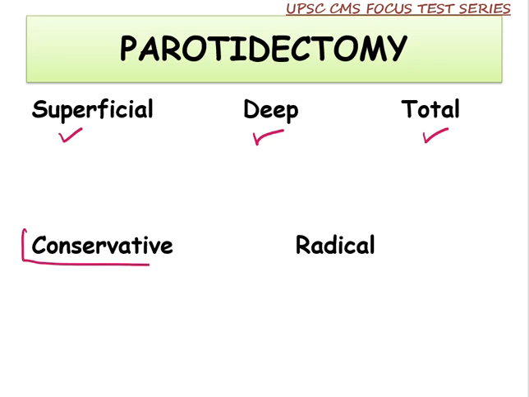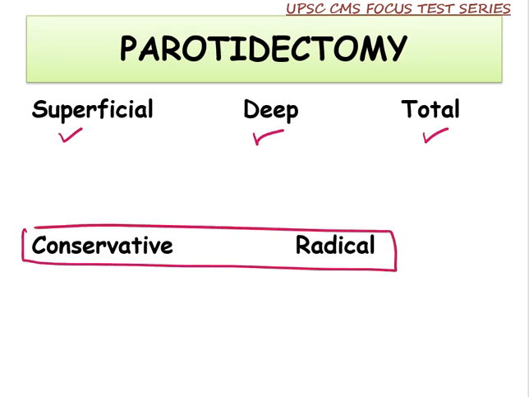What are they? Conservative and radical. So what is this conservative and radical? Generally, conservative parotidectomy is for benign tumors where the facial nerve is usually spared. So what happens when you're doing a conservative parotidectomy? You don't injure or remove the facial nerve. Basically, you are sparing the facial nerve while removing the tumor. Very simple. It's done for benign tumors, which usually do not involve the facial nerve.